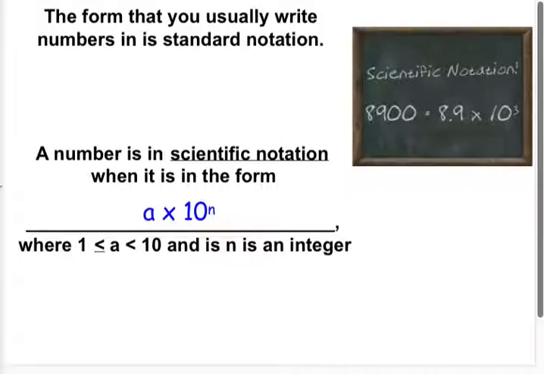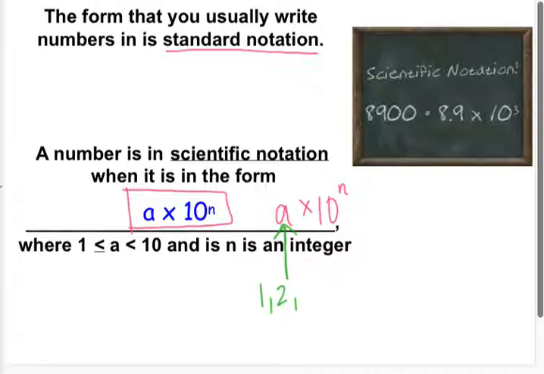Okay. So scientific notation. The form that we usually write numbers in is what we call standard form. A number is in scientific notation when it is in the form A times 10 to the nth power, where 1 is less than or equal to A is less than 10. So really, A can be the numbers 1, 2, 3, 4, 5, 6, 7, 8, or 9. That's it. And n has to be an integer.